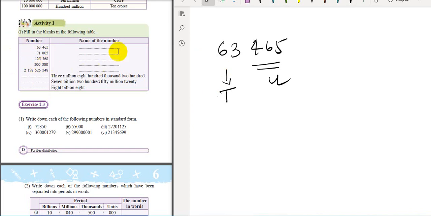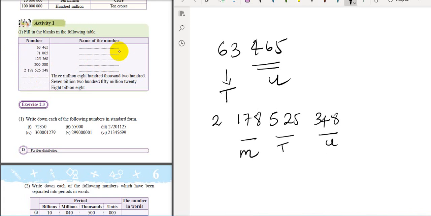This is the last one: 2,178,525,348. This is unit, thousand period, million period, billion period. So 2,178,000,000, 525,348. Okay.